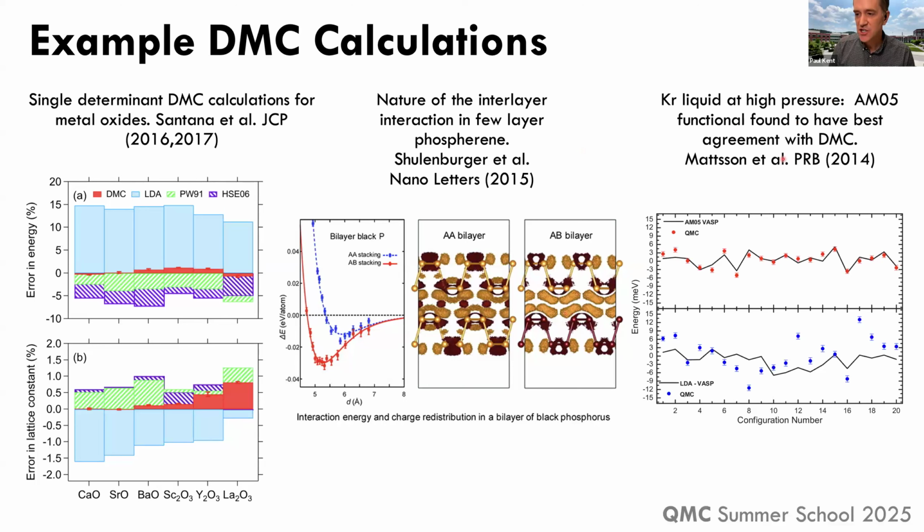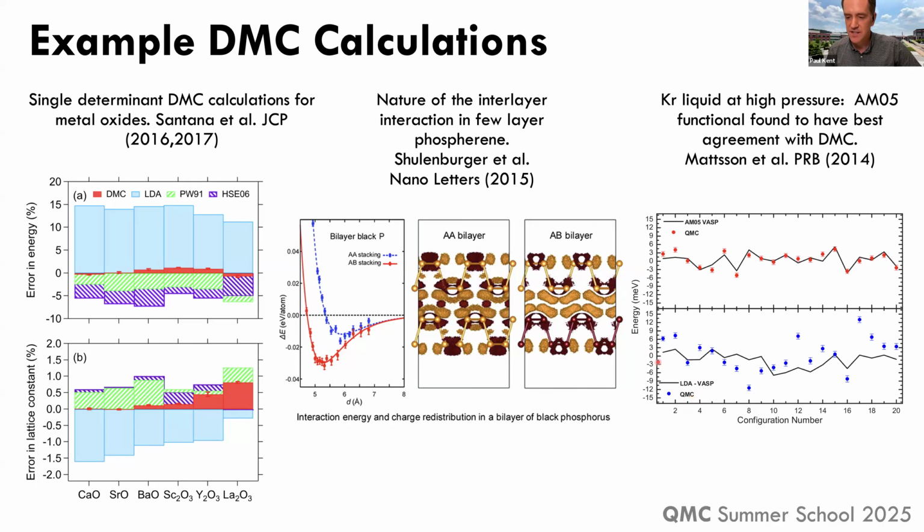And finally, this shows an example of trying to calibrate or find the best density functional approximation for a given system using DMC. This was a study of liquid krypton, where it's certainly not obvious to me which density functional approximation would perform best. What was done was to do an MD calculation with DFT and then take a few configurations from it, about 20 by the looks of it here.